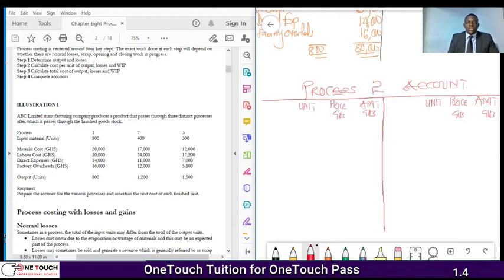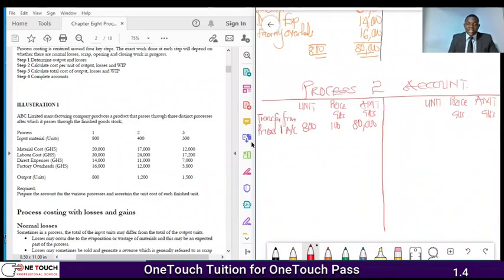Good. So the first thing that comes here is what? The transfer from process 1 account. And how many units were transferred? 800 units was transferred. At what price? At a price of 100, giving us a total of what? 80,000 Ghana cedis. Then we will add the materials, okay?